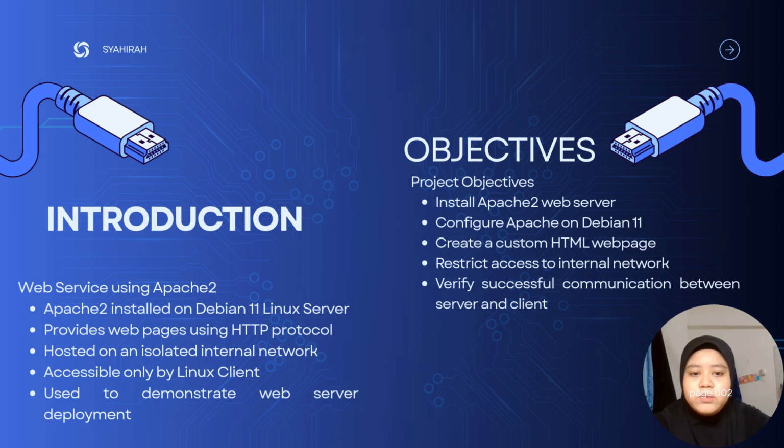The objectives of this project are: first, to install Apache 2 on Debian 11; second, to configure the Apache web server correctly; third, to create and deploy a simple HTML web page; next, to restrict access so that only devices in the internal network can access the web server; finally, to verify that the client can communicate successfully with the server.